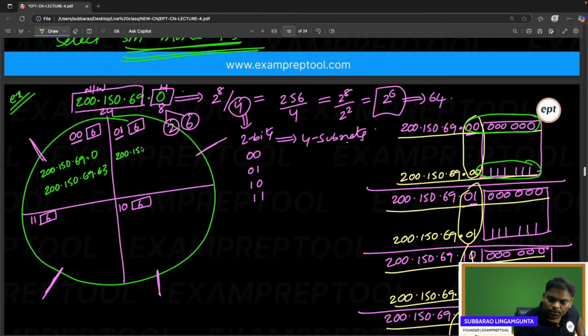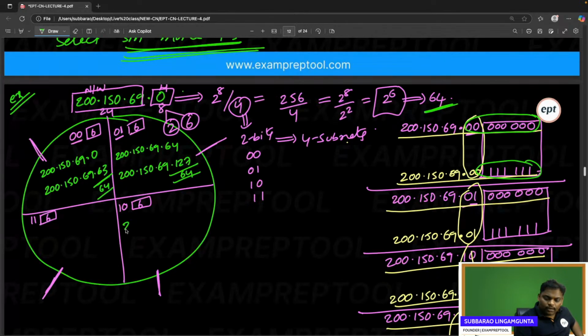If you want, you can observe here 200.150.69. It is 64. Add one more 63, which is going to be 127. Remember, 64 to 127. You check properly, you will get 64. 0 to 63 is 64 people. Next one, 64 to 127. Check yourself.